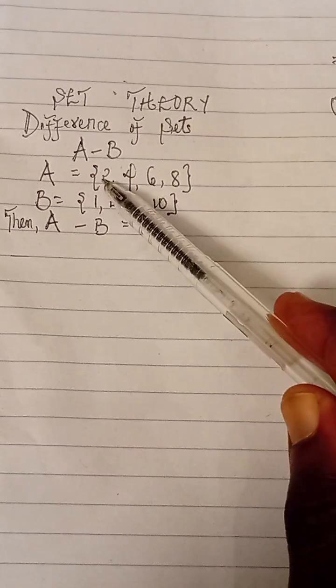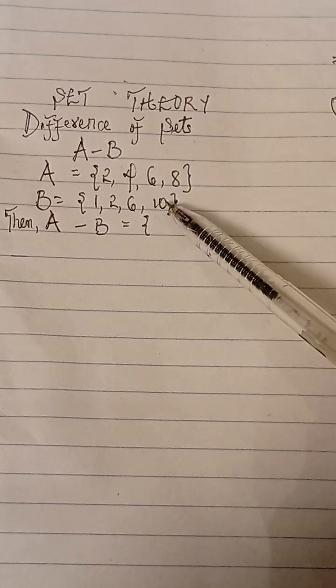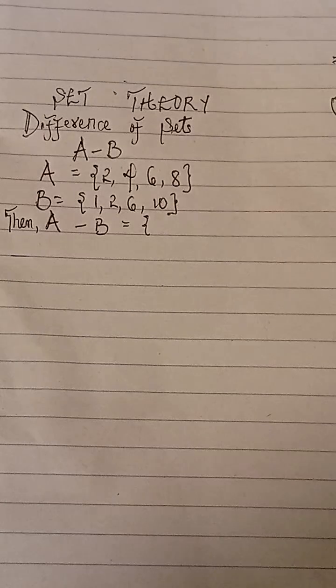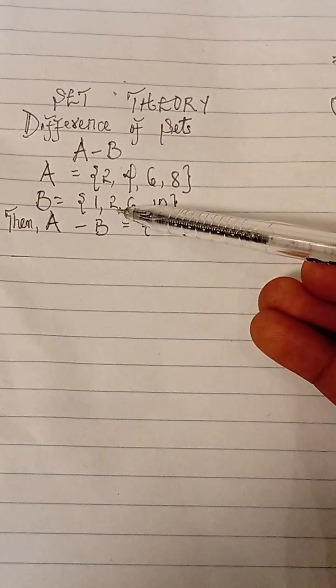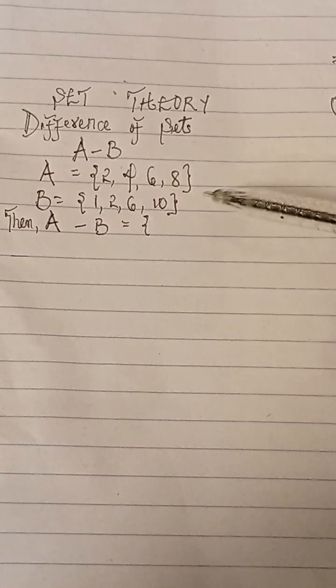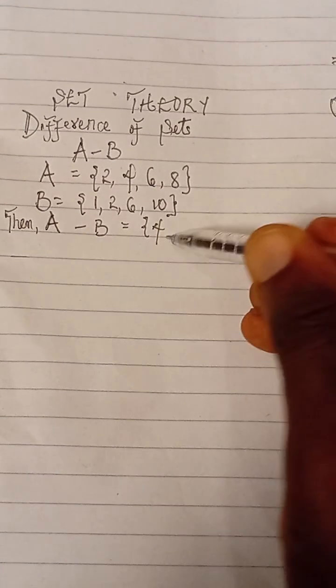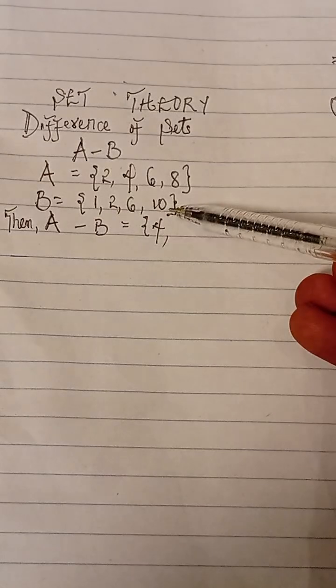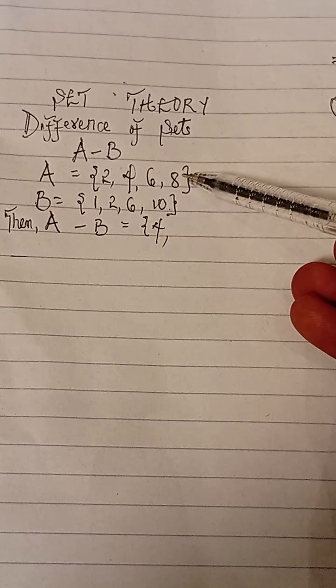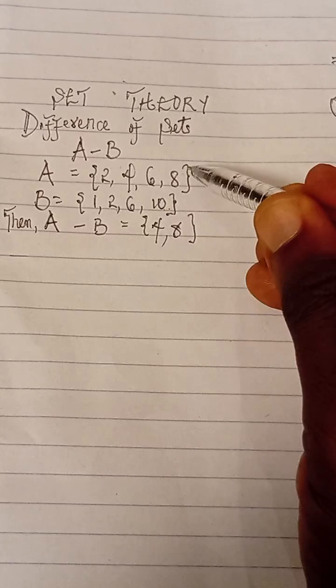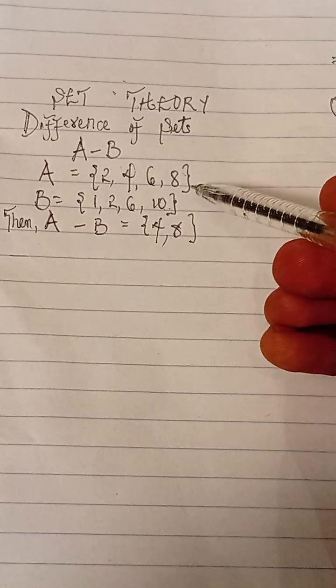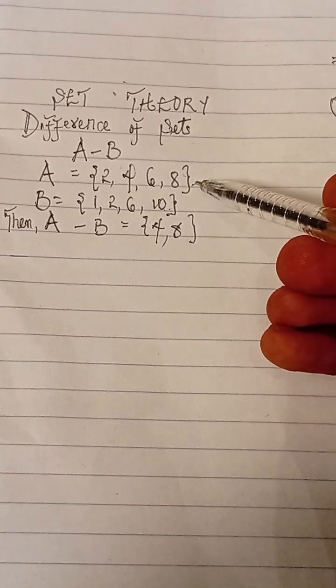So what are the elements that are here, but those elements cannot be found here? You start with the first element, 2. 2 is here, so you can write it down. 4 is here, but 4 is not here, so write it down. So the first element is 4. 6 is here, it's here also, so we can write it. 8 is here, but it's not here, so write it down. Now someone might say, what of 10? 10 is not in A because you are considering first of all the elements in the first set. That's what you are considering.